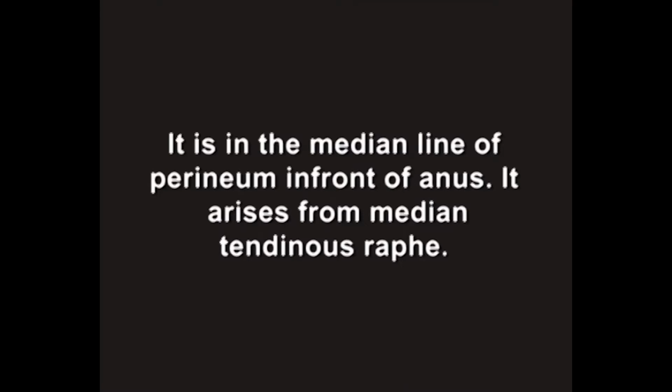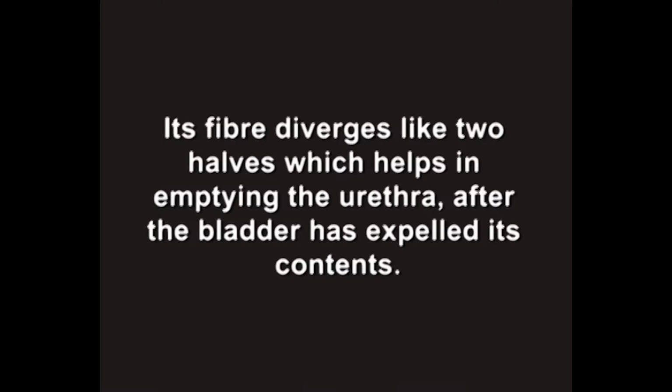Bulbospongiosus. It is in the median line of the perineum in front of the anus. It arises from the median tendinous raphe. Its fibers diverge like two halves, which helps in emptying the urethra after the bladder has expelled its contents.